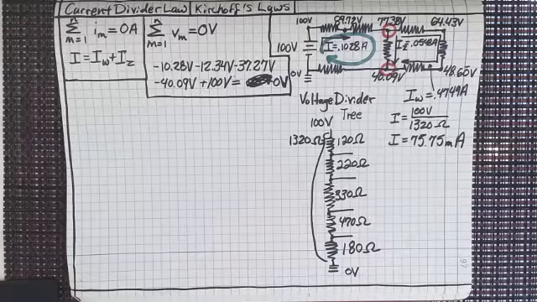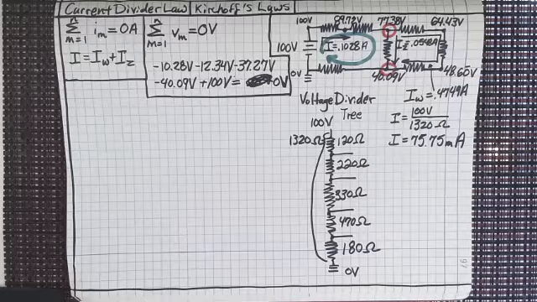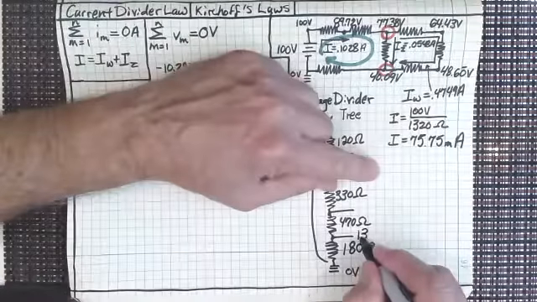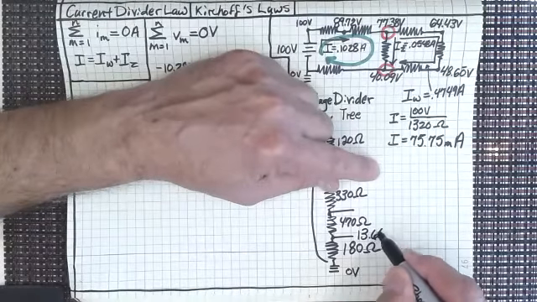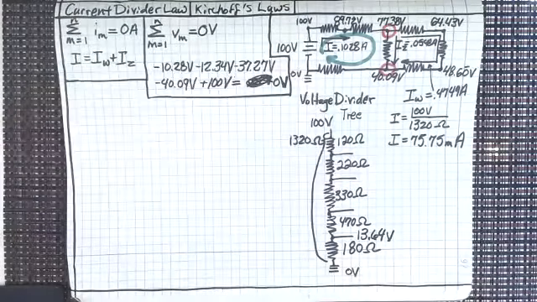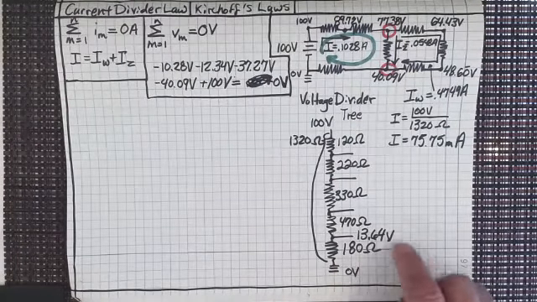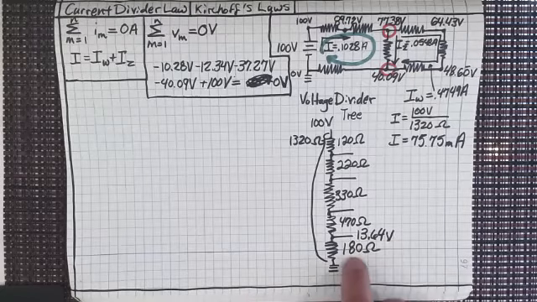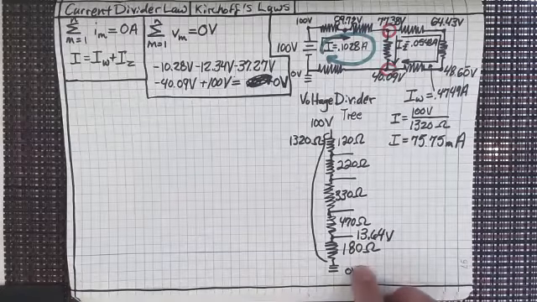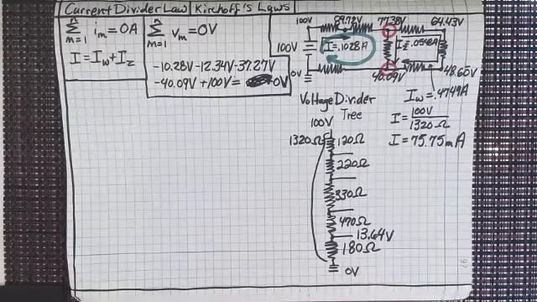Now let's see what the voltage drop is across any one of these. Because if I take that 75.75 milliamps or 0.07575 amps and I multiply it by 180, that's going to give me 13.64 volts. Does everybody see that? I did it because we're starting at zero and that's going to be a voltage drop. So if the voltage drop is 13.64 volts over the 180 ohm resistor, then it's got to drop 13.64 down to zero. So I know it has to be 13.64 there.